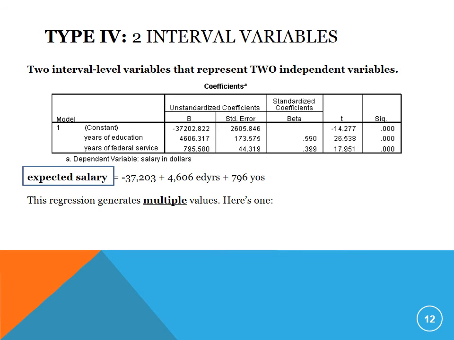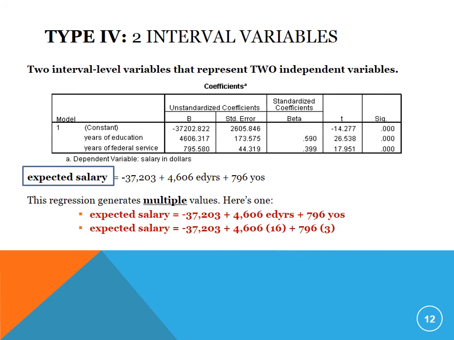Again, we say expected. This regression generates multiple values, because we can go on and on about how many years of education or however many years we have of federal service. So the expected salary for someone with 16 years of education, which would be like a college degree, 12 plus 4 is 16, and 3 years of service, so worked at the federal government for 3 years, right after college or so.